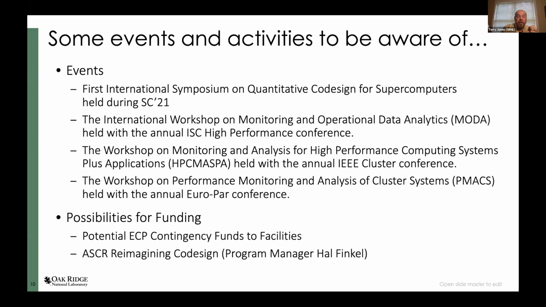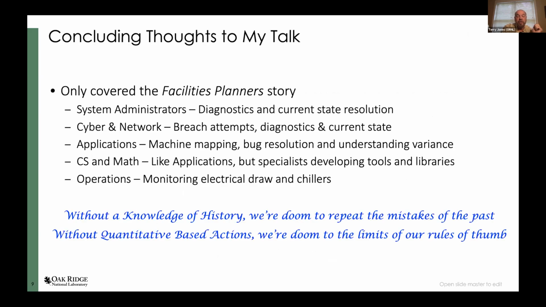And lastly, there are some potentials for some funding out in the wings. There's the potential maybe for some ECP contingency funds to facilities. So you'd want to talk to your facilities folks and see, is there a way you can work with them to improve things from an ECP perspective. And also there's a potential for an Oscar solicitation.